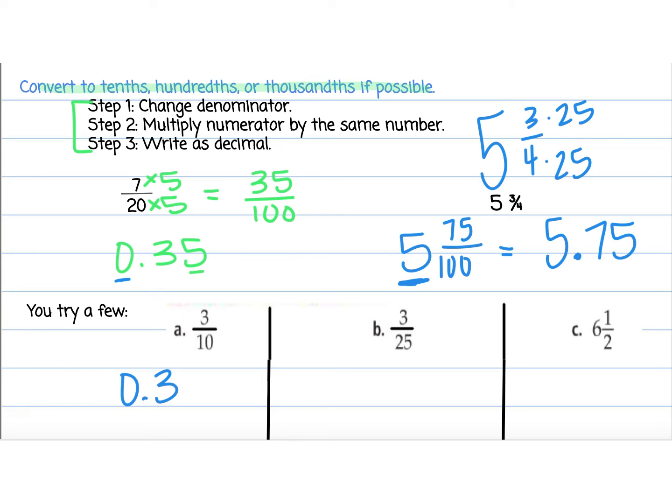3 and 25 hundredths, I know I can multiply by 4 to get to 100. So I multiply the top, and my new fraction is going to be 12 over 100. So 12 hundredths as a decimal would look like that.